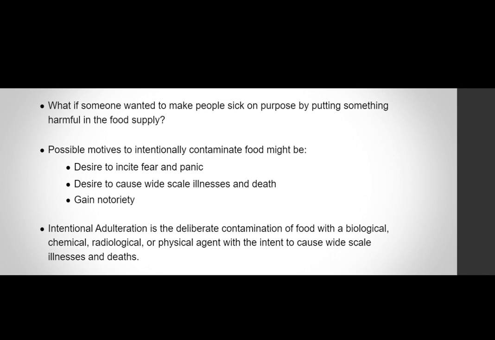Why would someone want to make people sick on purpose? People or groups could be motivated to intentionally adulterate food for many reasons, ranging from a desire to incite fear and panic to causing illnesses and deaths. Intentional adulteration is the deliberate contamination of food with a biological, chemical, radiological, or physical agent, with the intent to cause wide-scale illnesses and deaths. Malicious individuals, including terrorists, may see intentional adulteration as an opportunity to hurt the public and gain notoriety to further their cause.